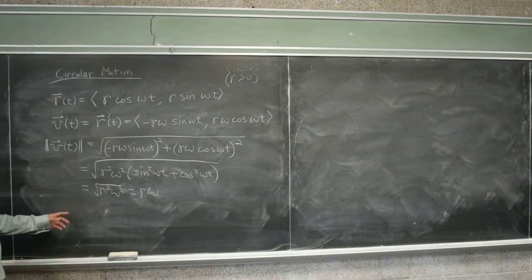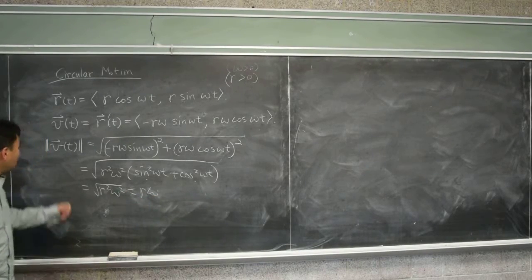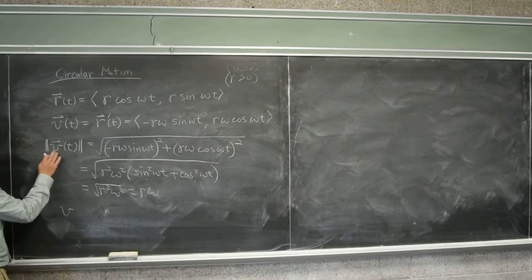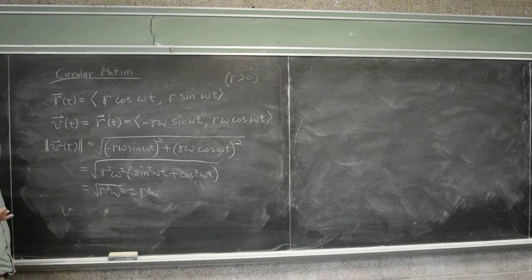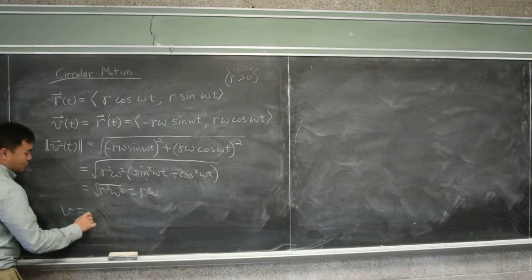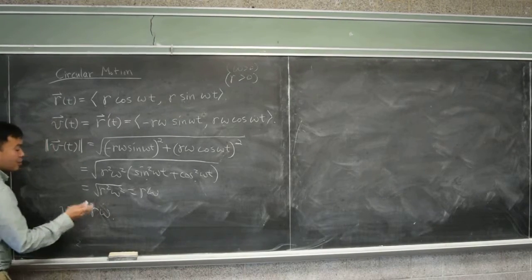All right, so you have r omega equals the speed v. Using the convention, v is the magnitude of the velocity. The magnitude of the velocity is called the speed. So we just found that the speed is equal to r omega. Is this constant?